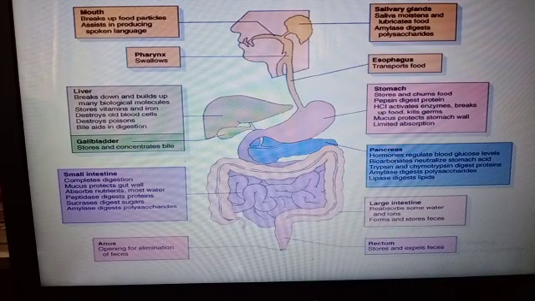I think, hopefully, I was able to give you the summary of the digestive system.